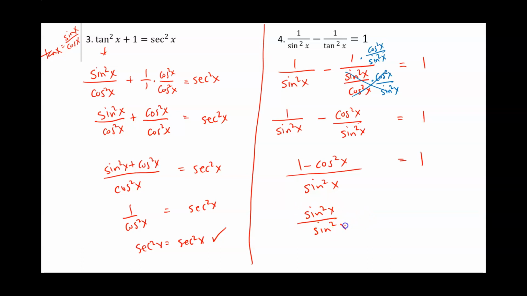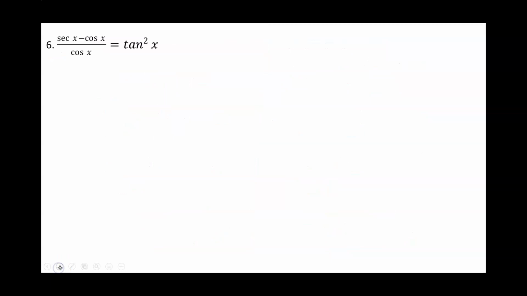And sine squared x over sine squared x is 1. Therefore, 1 equals 1. And we are done. Numbers 5 and 6 we will do in class.